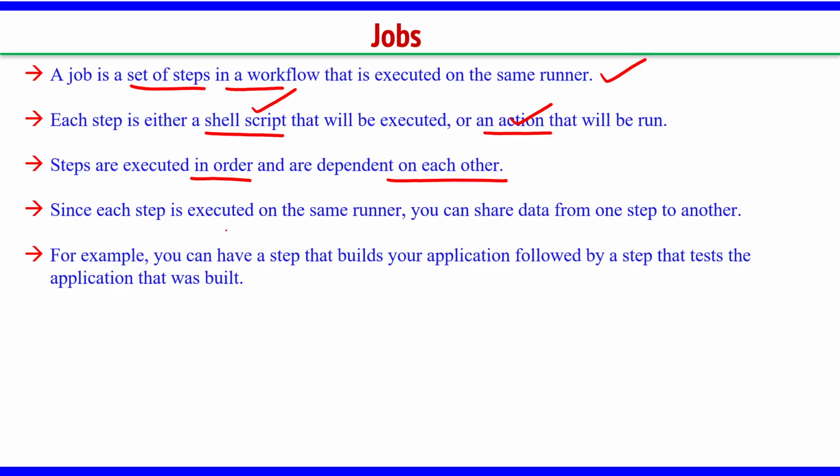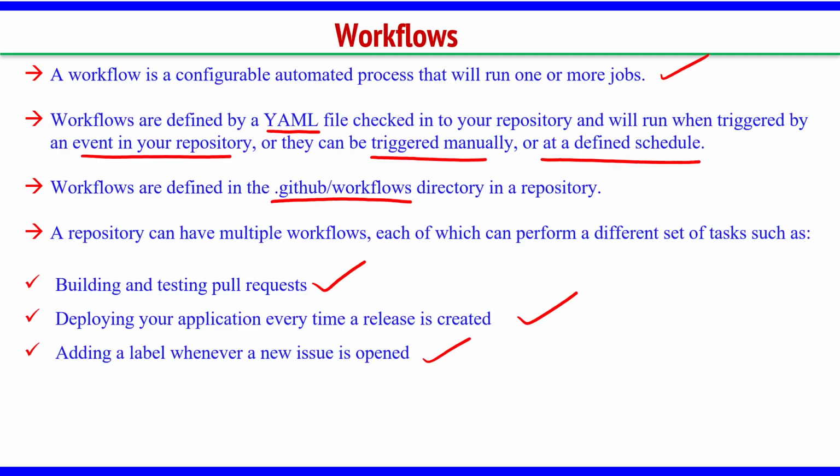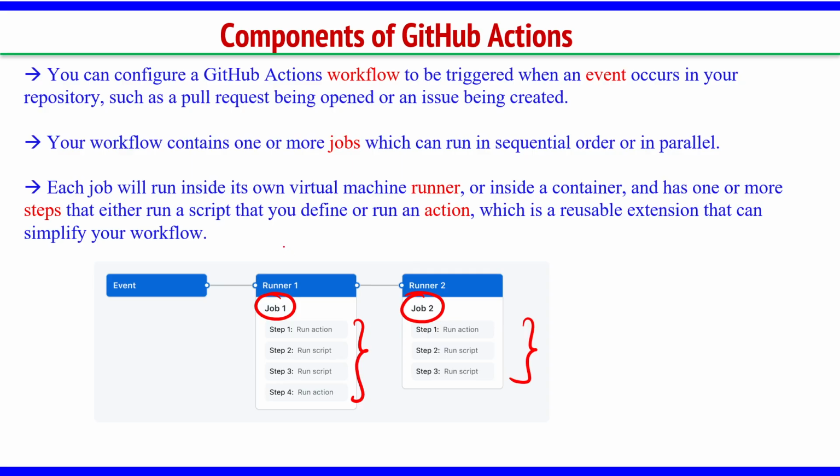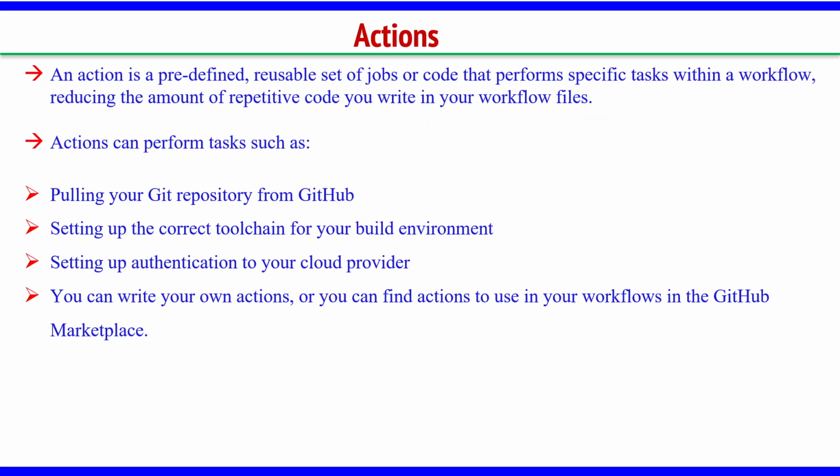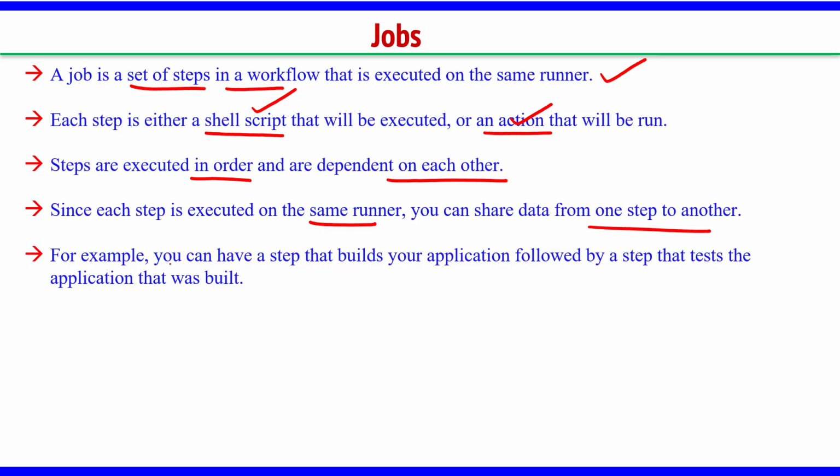Since each step is executed on the same runner, you can share data from one step to another like this. See, I have step number 1, run action, step number 2, run script, run action. So it is done in sequence. So data sharing is also possible, right? For example, you can have a step that builds your application followed by a step that tests your application. So build and test together can happen in a single job, which can be executed in a single virtual machine runner.